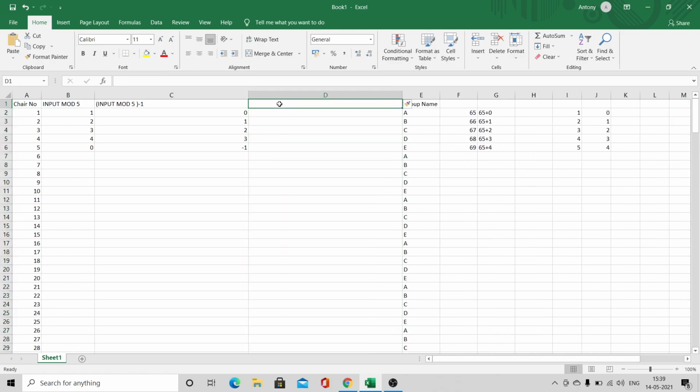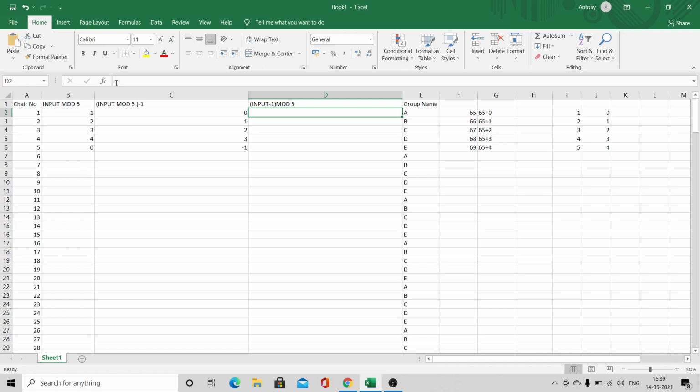Likewise, if you do something like a trial and error method, look here. Instead of input mod 5 minus 1, I am writing input minus 1 mod 5. If I am writing like this, what will happen?